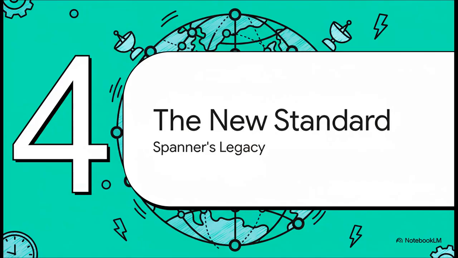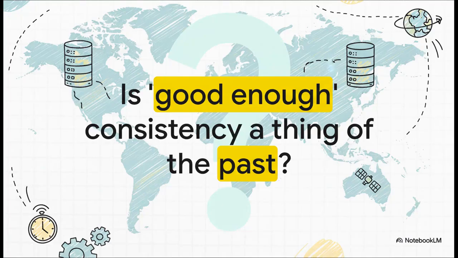So here's the thing. Spanner didn't just solve a problem for Google. It fundamentally changed the entire conversation around databases. It set a completely new standard for what we thought was possible. Which leaves us with a really interesting question to think about. Spanner proved that you don't have to compromise between global scale and perfect consistency. So, in our world of global apps and services, has Spanner made good enough consistency a thing of the past? Is absolute perfect correctness now the baseline expectation for any system that truly matters? Something to chew on.